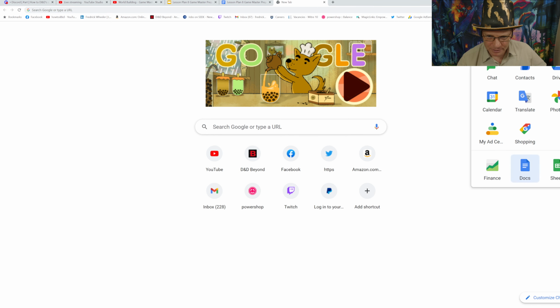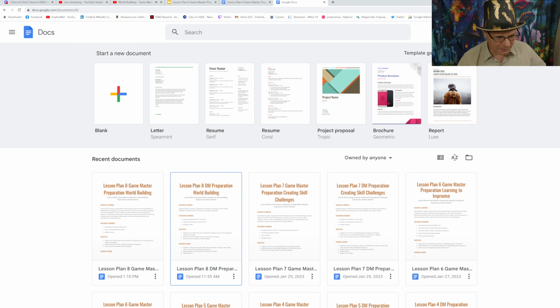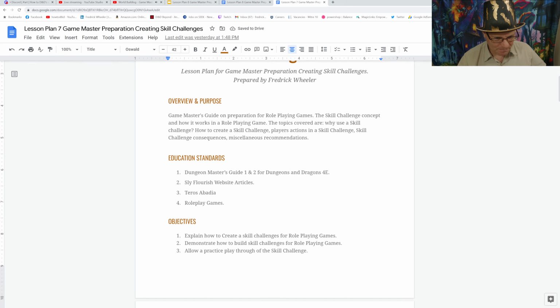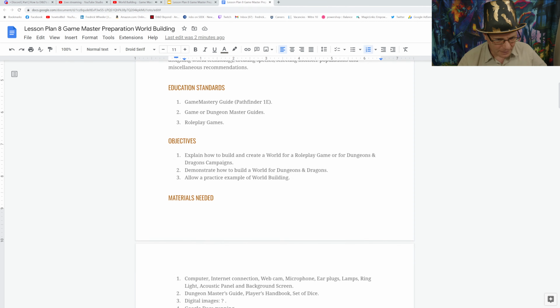I'm just going to check something that I've been working on yesterday and see if there's anything I can carry over from it. This one here. Sly Flourish, world building. The problem is, when it comes to world building, it's so broad. I could do a lot more. Anyway, let's go here.